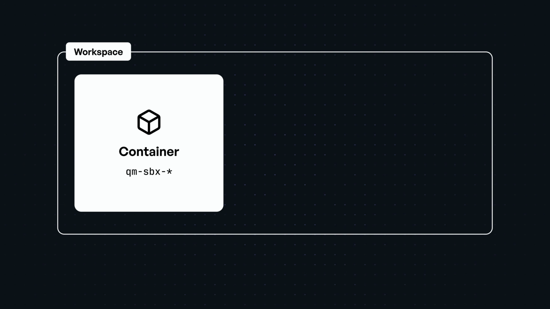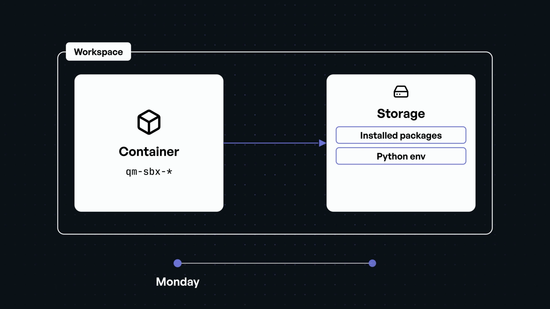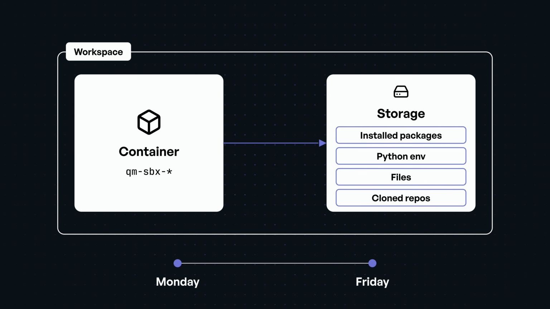So why would you even use this? Well, let's break it down. QM runs in the cloud, not on your machine. That means the agent and the tool calls all happen off device, and you can access it on any device that connects to the web. And every workspace gets its own container with its own storage attached. So anything the agent installs stays installed. Get it to set up a Python environment on Monday and it's still there on Friday, along with the files and anything it cloned. So each workspace is a real machine that keeps its own state.